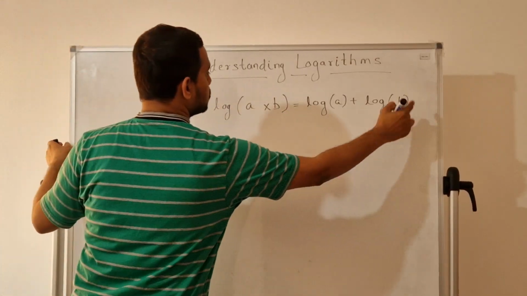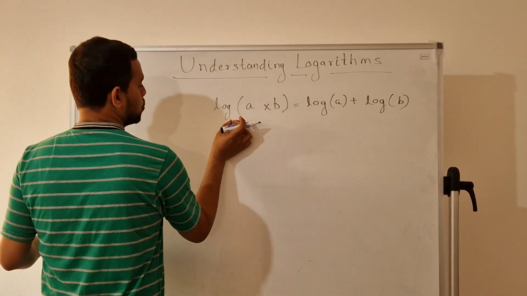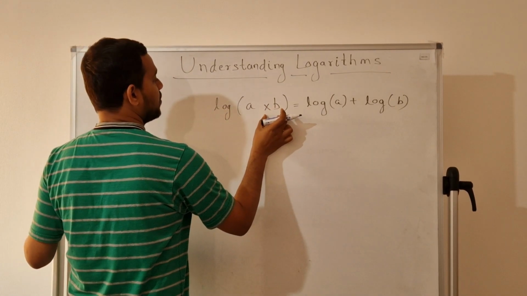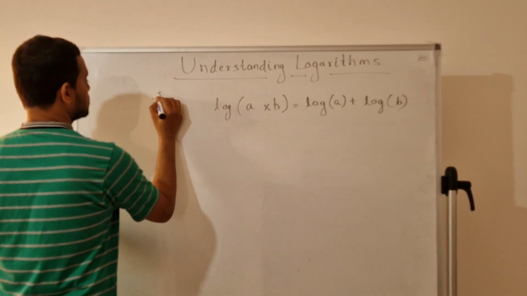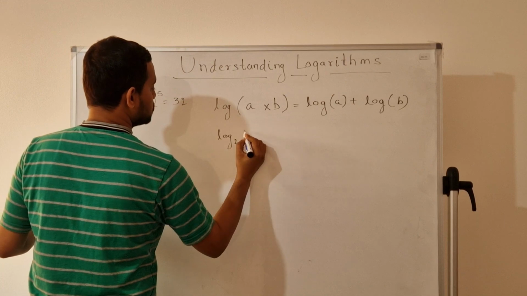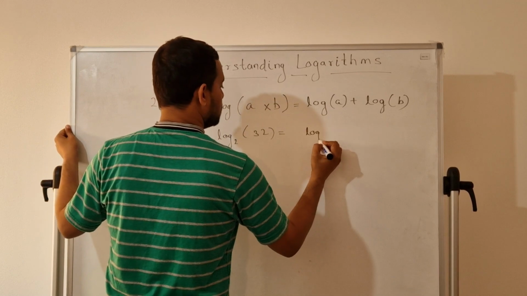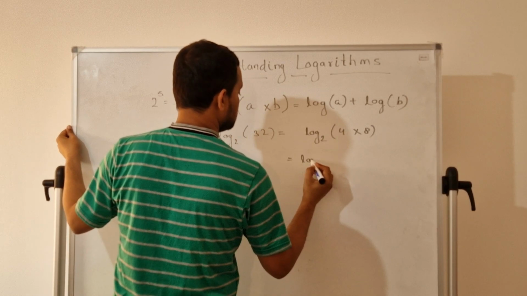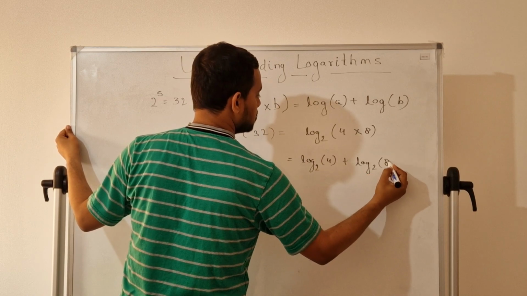Log of a into b is equal to log of a plus log of b. What does this mean? So whatever your growth factor was, if a into b is your final size, let's take an example of what we were doing earlier. 2 raised to 5 is equal to 32. Log base 2 of 32 is equal to log base 2 of 4 into 8, which is equal to log base 2 of 4 plus log base 2 of 8.